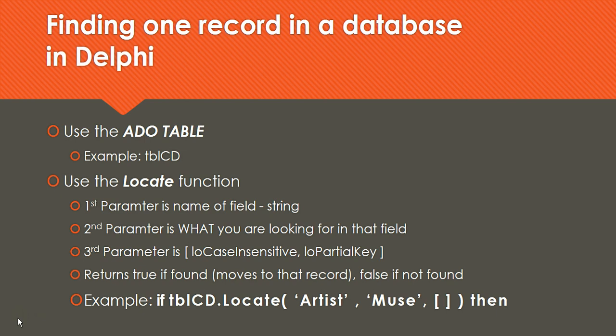Now, you can call the locate function just like it is, and it will go to the record. If it doesn't find it, it will just stay where it is. But what's nice is you can use this locate function in an if statement, and then if that locate returns true, then you know that that record was found, and if it was false, then you know that it was not found. So there you can see an example of looking for the word Muse in the artist table, and that's an example of how you can leave the last parameter as blank.